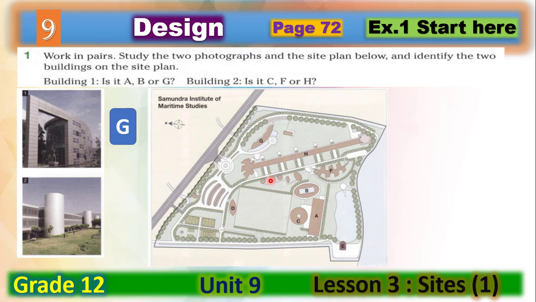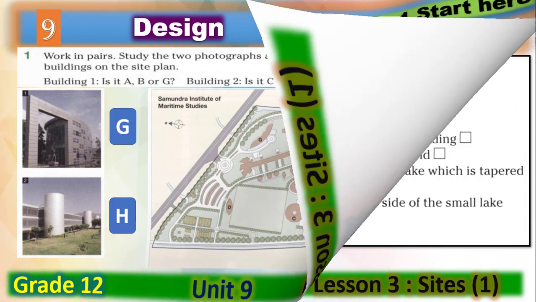What about building number 2? Is it C, this one, F, this one, or H, that one? What do you think? Great, it's H. Well done.